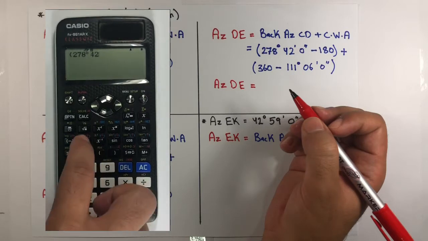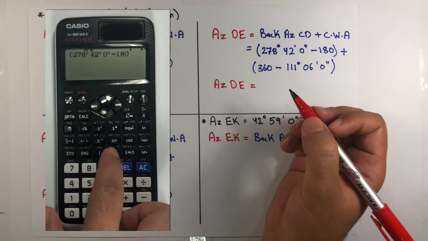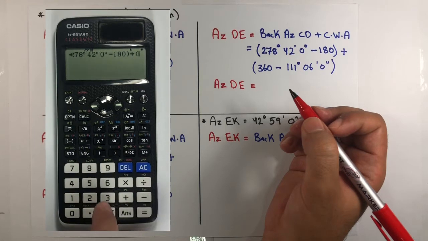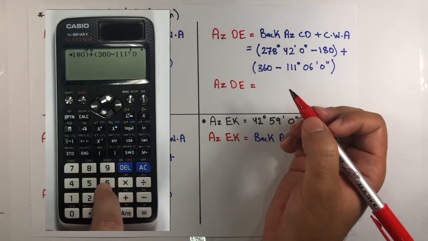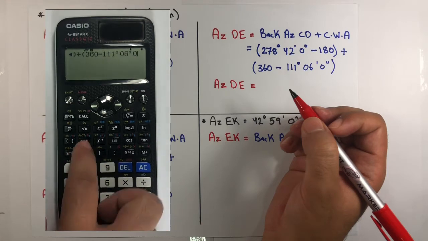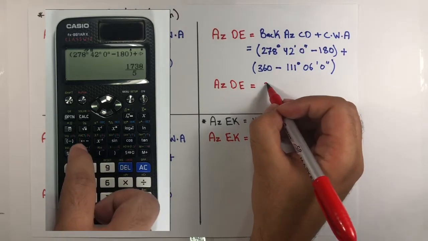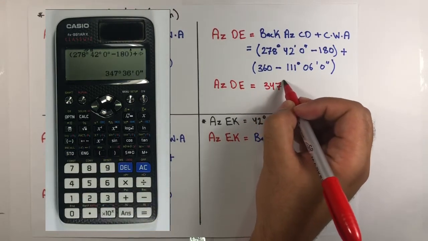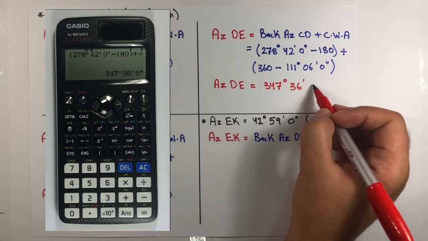278 degrees 42 minutes and 0 seconds minus 180 degrees plus 360 minus 111 degrees 6 minutes and 0 seconds. Okay, so our result will be azimuth of DE is 347 degrees 36 minutes and 0 seconds.